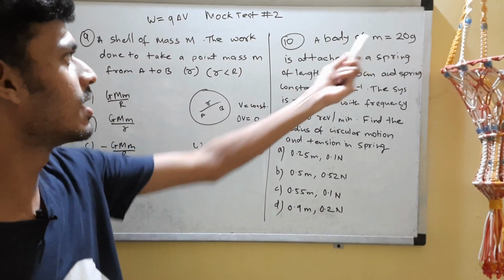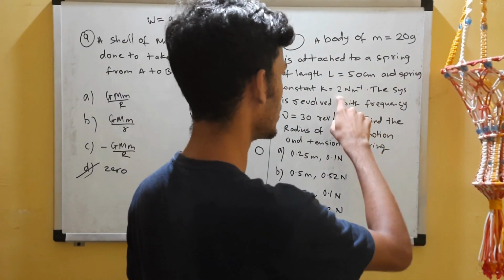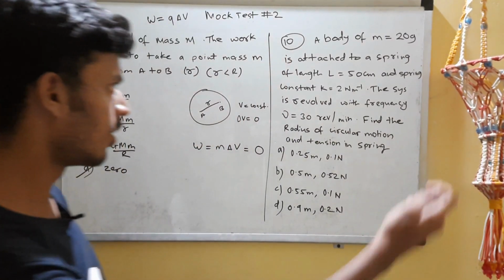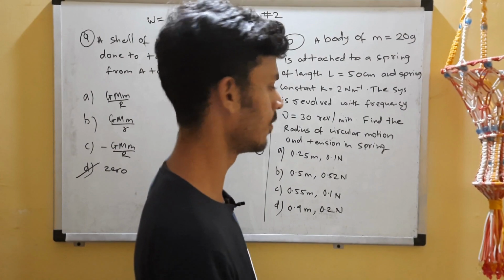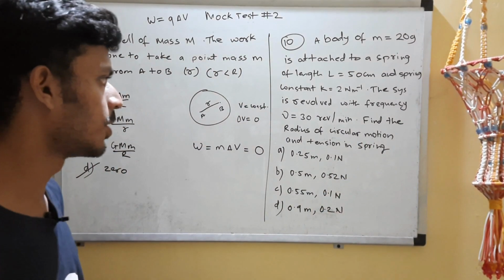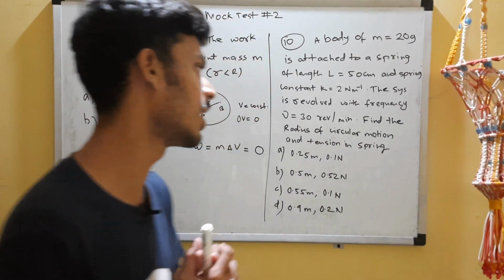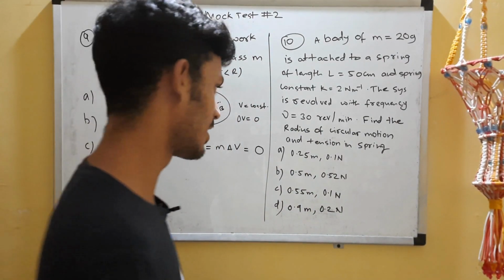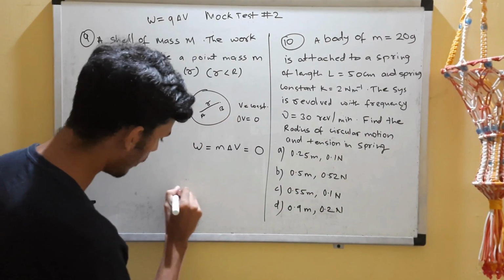A body of mass is attached to a spring. Okay, this is the natural length of the spring, this is the spring constant, and it is revolved with this frequency: 30 revolutions per minute, or half revolution per second. You are supposed to tell what is the radius of this circular motion. You are also supposed to tell what will be the tension in the string. Okay, so first of all, it's not a string, it's a spring. So we have a spring.